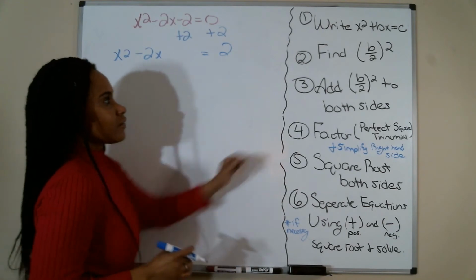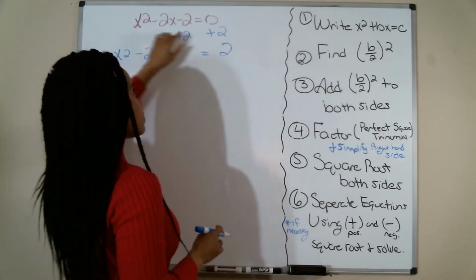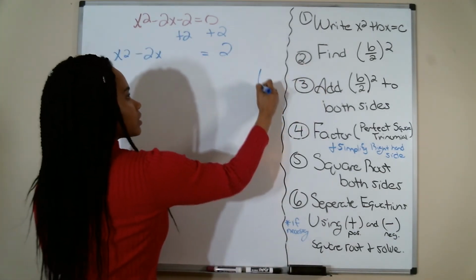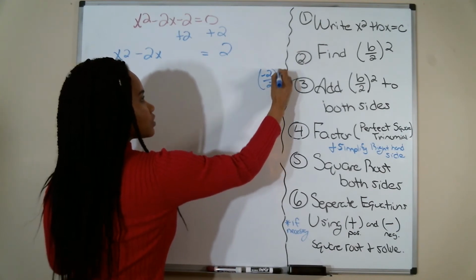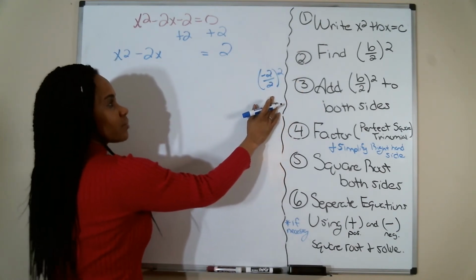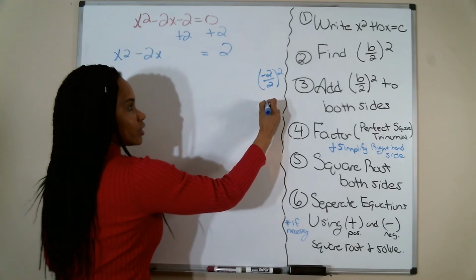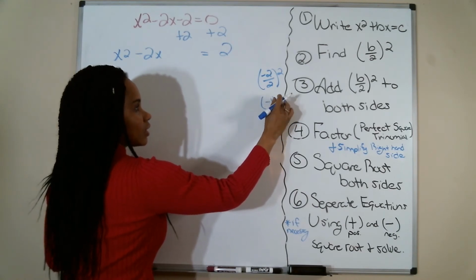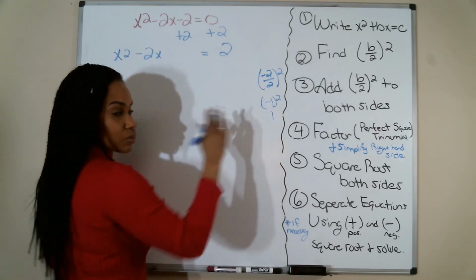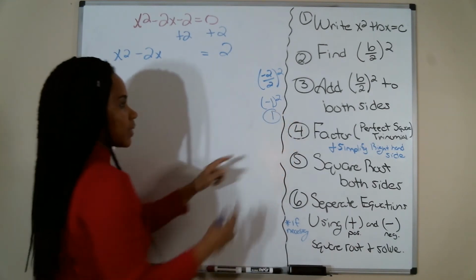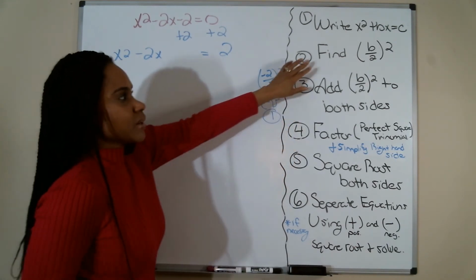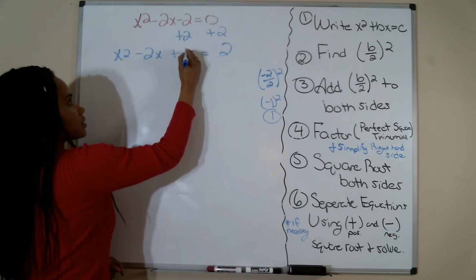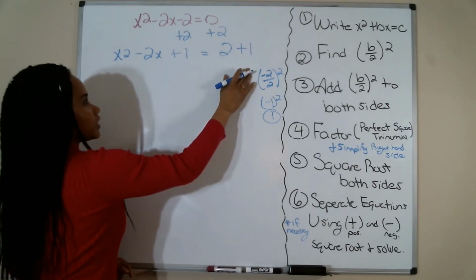All right. Finding b over 2 squared. So b here is negative 2. So negative 2 divided by 2 squared. Negative 2 divided by 2 is negative 1. And negative 1 squared is just 1. So I'm adding 1 to both sides because that's my b over 2 squared. So plus 1, plus 1.